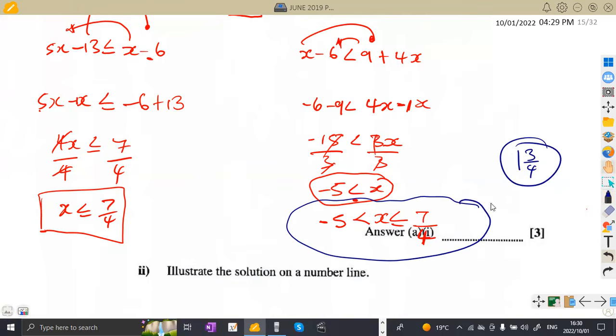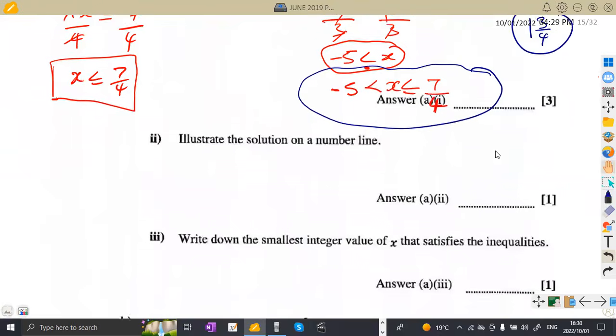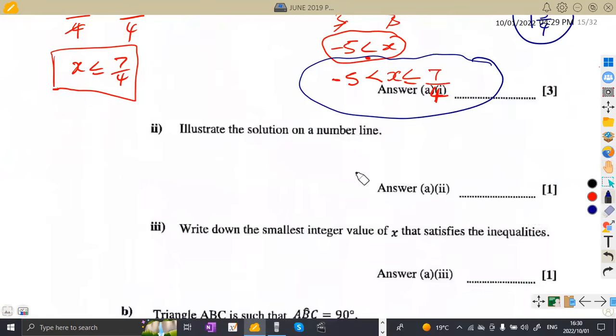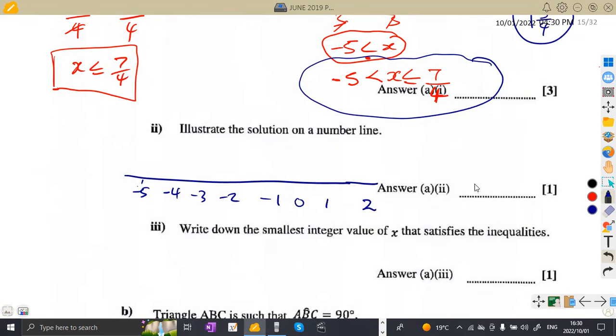All right, then the other part now is to illustrate that solution on a number line. So what are you going to have on a number line? We need values from minus 5 up to 1 and 3 over 4. So it's minus 5, minus 4, minus 3, minus 2, minus 1, 0, 1, 2. The minus 5 here, we are not going to shade, we're just going to draw a circle at minus 5.